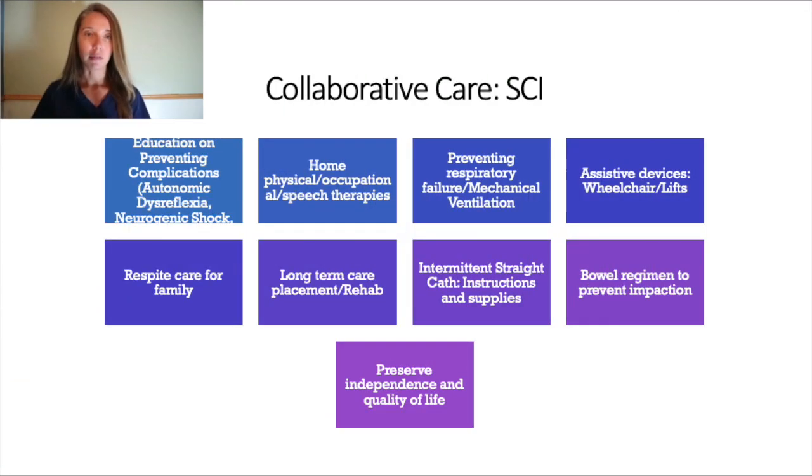So how are we going to collaborate for our patients with spinal cord injuries with the interdisciplinary healthcare team? This is a joint effort between you, the provider, the neurosurgeon or the neurologist, as well as PT, OT, and maybe even speech therapy. We need to make sure that we are preventing complications like neurogenic shock, autonomic dysreflexia, respiratory compromise or respiratory failure, as well as managing the complications of those conditions.